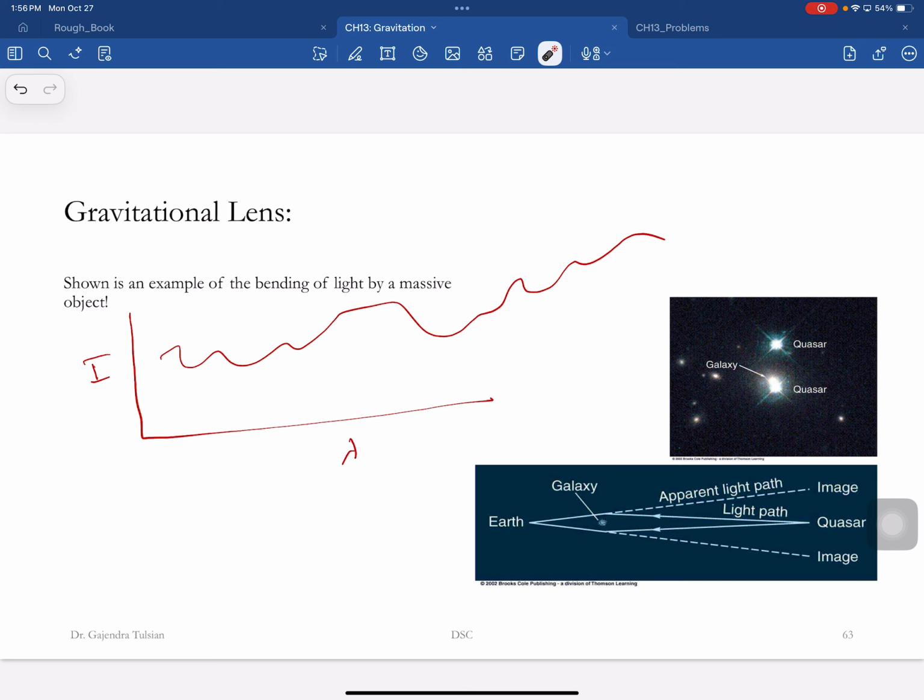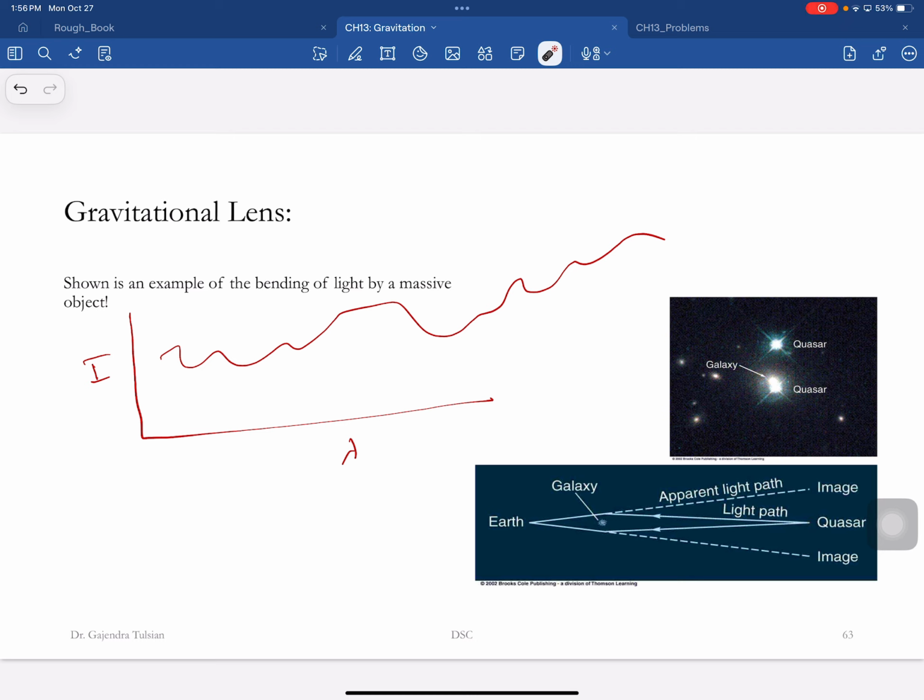So what's going on? Here we are on Earth. Here's a galaxy between us, and there's that object further out. A quasar is an extremely bright object. It's believed to be a massive black hole eating up stuff, and that's why it's very bright. As the stuff falls into the black hole, it heats up tremendously and emits all that light.